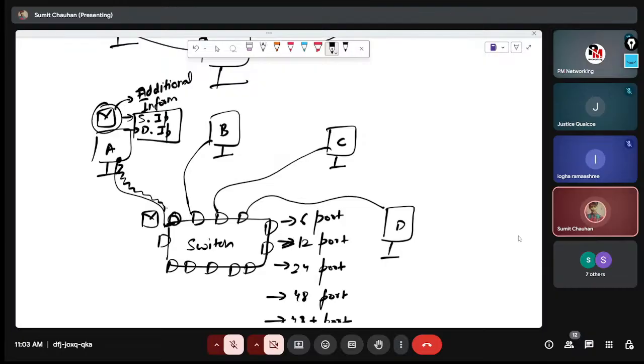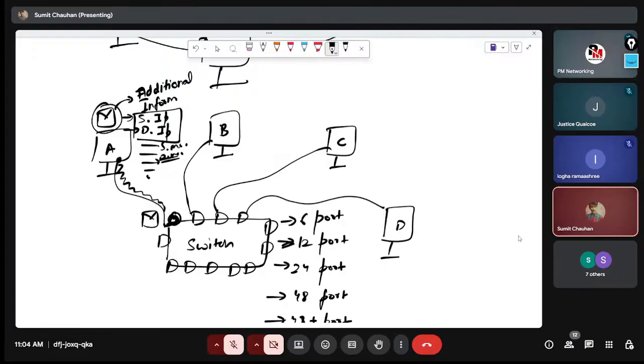When the data is received by the switch, the switch learns the additional information. Basically, right now I'm just telling a random sort of thing. Just imagine that whenever the switch receives the data, it checks the additional information. We have multiple more additional information like source MAC address and destination MAC address. I'm not making you confused. Just remember the additional information is being checked by the switch. Then after checking, PC A needs to send data to PC D, so it will check to which port PC D is connected.